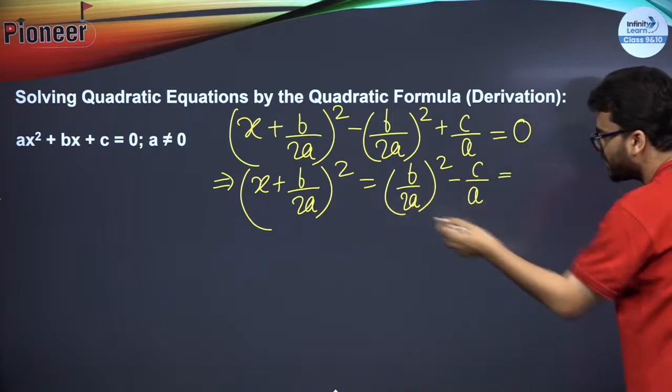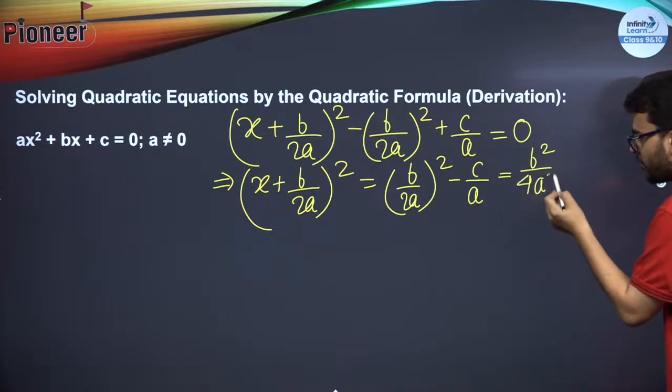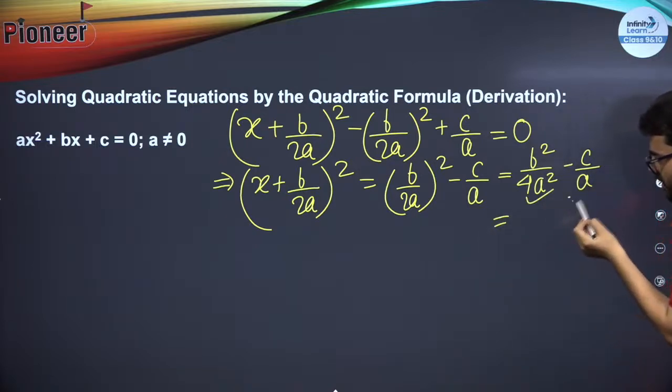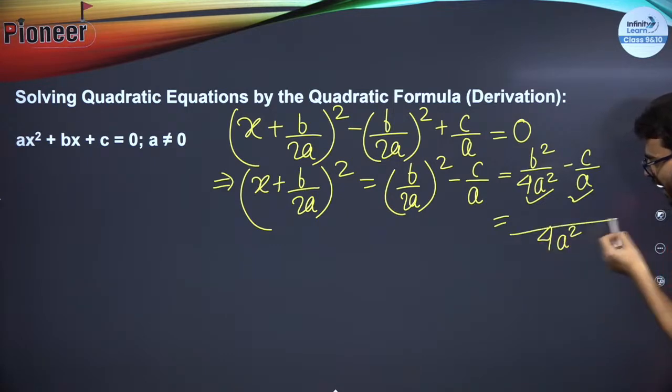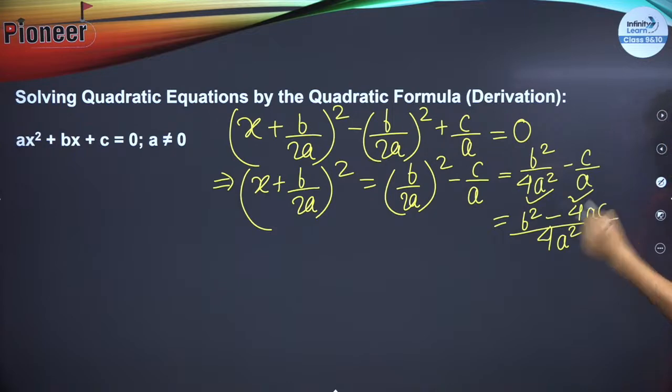Now if you simplify this, what will you get? You will get b square upon 4a square minus c by a. If you take the LCM of the denominators, what will I get over here, guys? I'll get 4a square, and in the numerator will you get b square minus 4ac? Tell me. Will you get something like this? If you simplify this, you'll get this only. I hope it is clear.